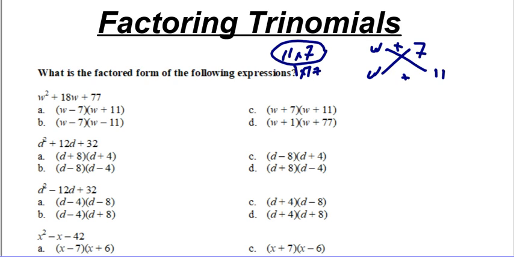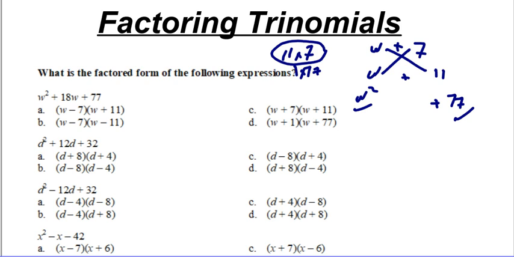To check your answer, multiply W by W equals W squared. 7 multiply 11 equals 77. Positive, because positive multiply positive equal positive 77. So the first term is correct and the last term is correct.